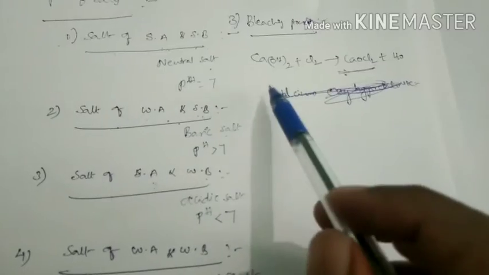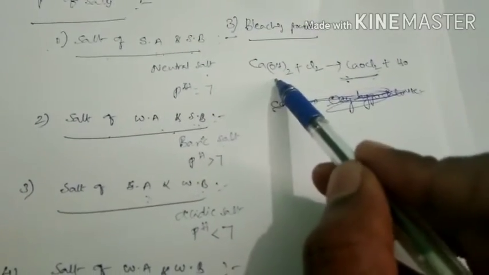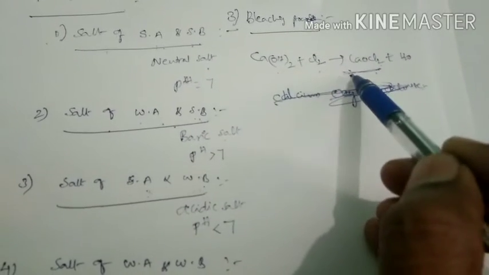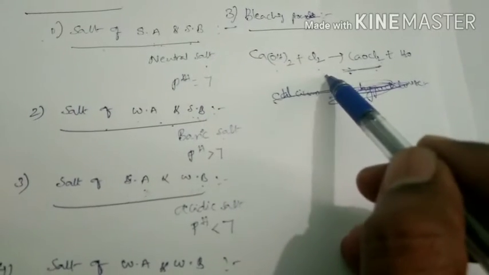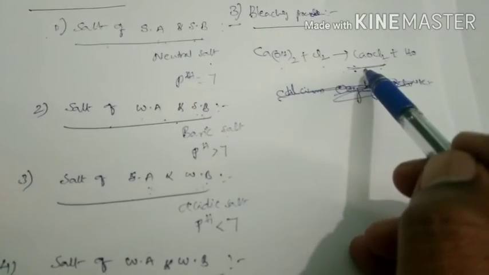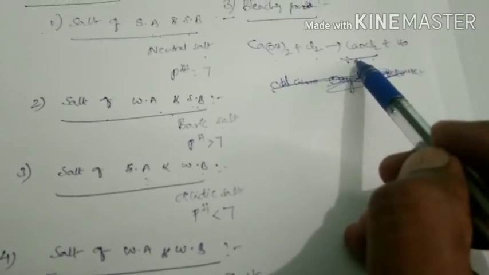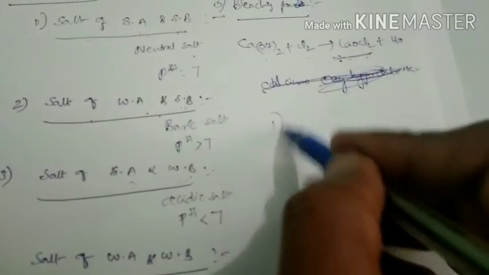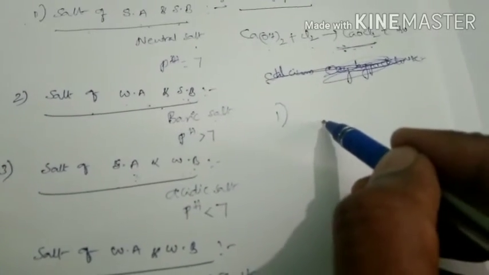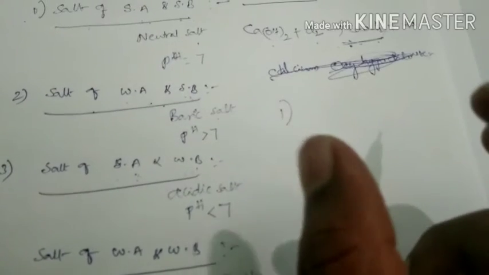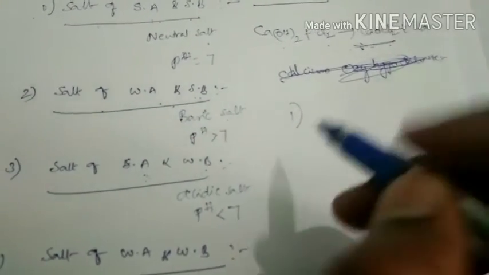Now bleaching powder. The formula of bleaching powder is CaOCl2. When calcium hydroxide reacts with chlorine, bleaching powder and water are formed. This is the reaction that takes place during the manufacture of bleaching powder. Here the uses of bleaching powder are very important. First, it is used as a disinfecting agent for drinking water. That is the first use.